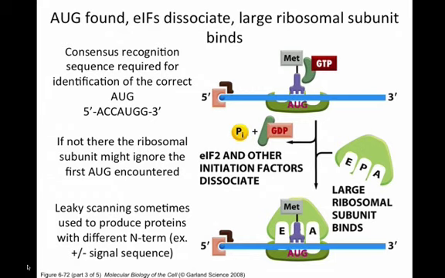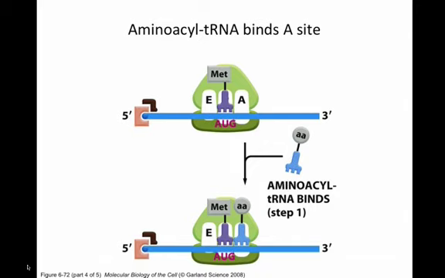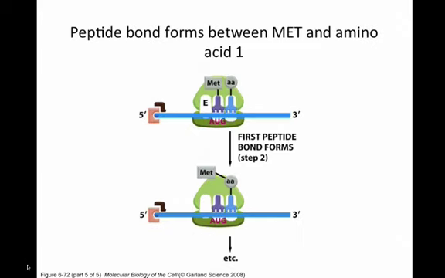Okay, good? Happy? Okay, so let's just go through the process. You'll have your aminoacyl tRNA that binds to the A site, right? So you've already scanned. You found your right AUG. Your initiator tRNA is going to bind to the P site, and then you're going to have your second amino acid tRNA bind to your A site, and then you have the formation of your peptide bond between the methionine and amino acid number 1.